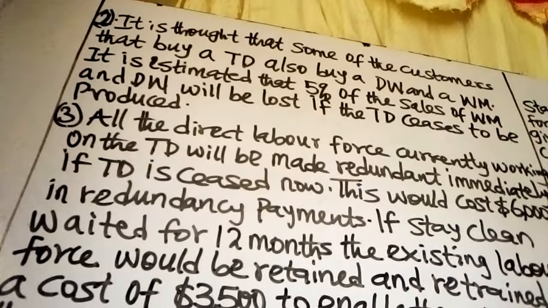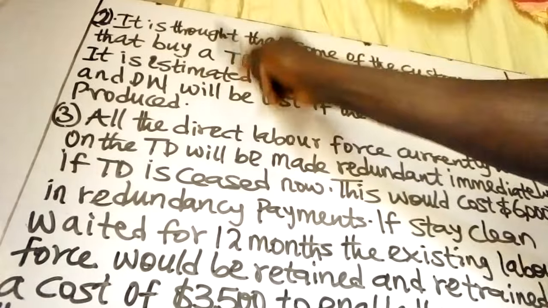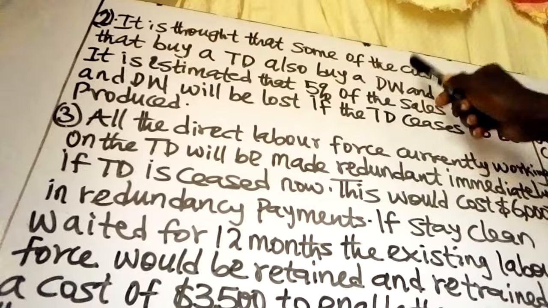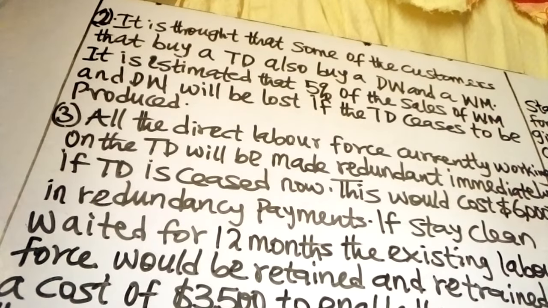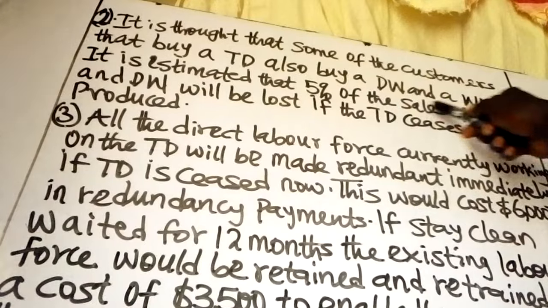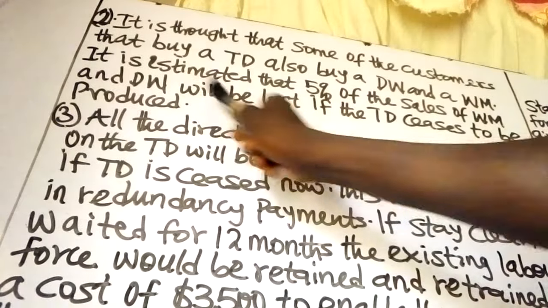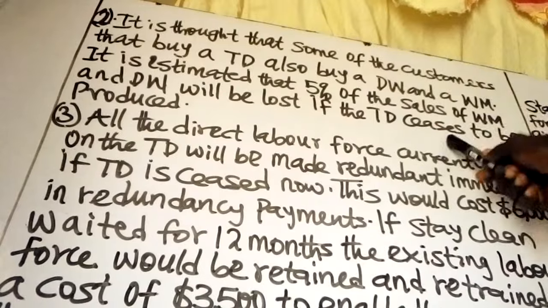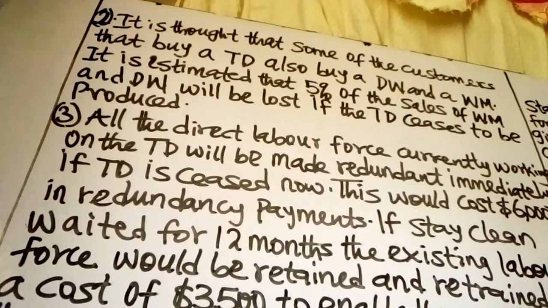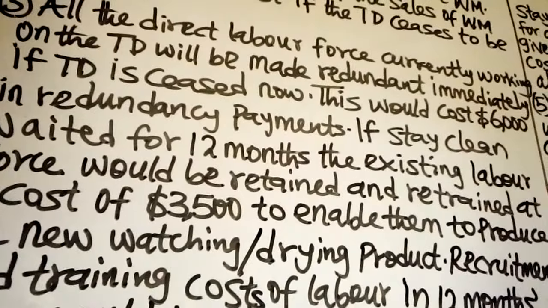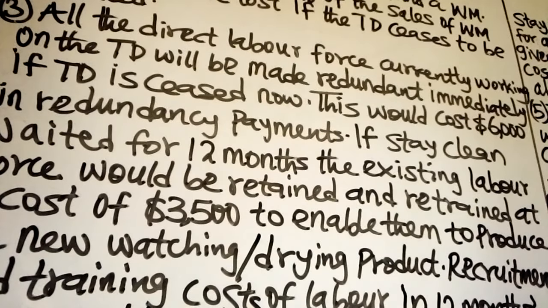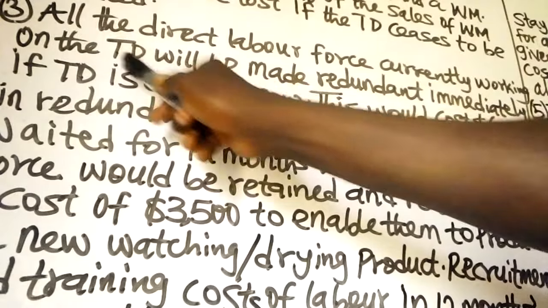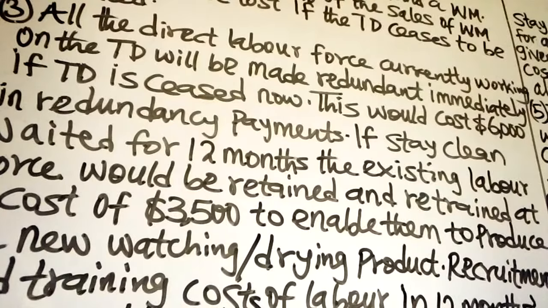It is thought that some of the customers that buy a TD also buy a DW and a WM. It is estimated that 5% of the sales of WM and DW will be lost if the TD ceases to be produced. 3. All the direct labor force currently working on the TD will be made redundant immediately.